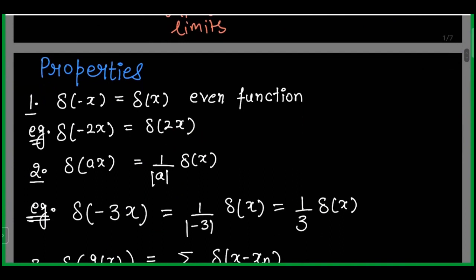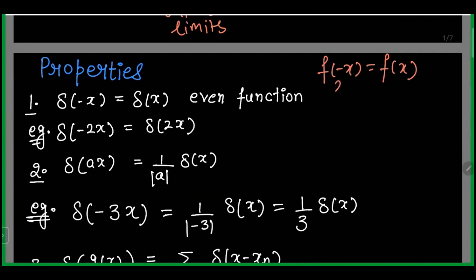The number one property of the Dirac Delta function is that it is an even function. Now, if you have never heard what is even and odd, let me give you a very quick idea: if f of minus x equals f of x itself, then it is an even function. I don't want to bore you with the mathematics, but I want to really give you a feeling.